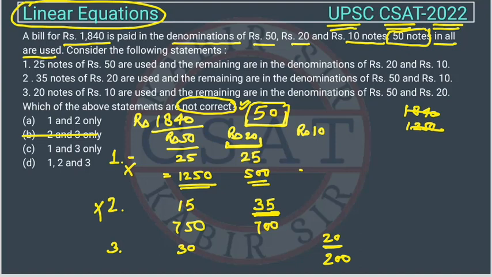So this will be how much? 30 into 50, so this will be 1500, right? So this is 1500 and this is 200. Total is 1700. So this case is also not possible. So all three are not possible. So the answer will be option D, right? So the answer is option D. So here we have to check all three, right?